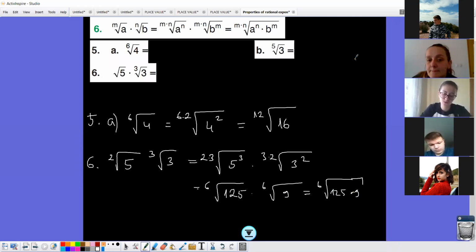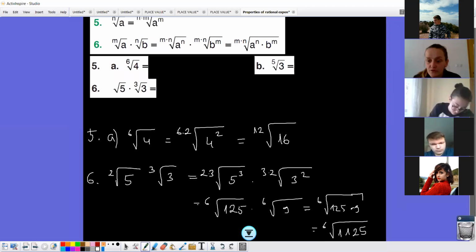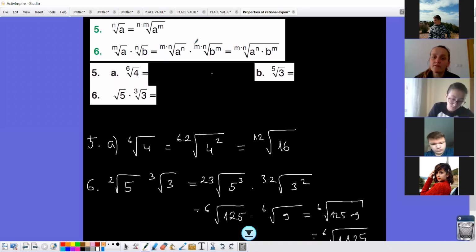Then you can do this multiplication. It will be 1,125. The 6th root of 1,125. These are the two properties that you have here.